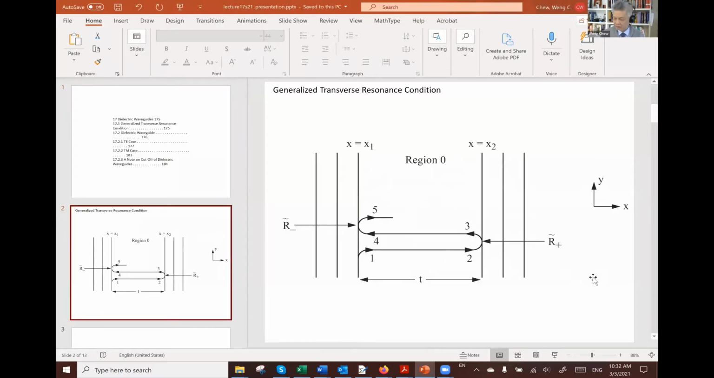The generalized transverse resonance condition is a rather powerful condition in the sense that you can find the guidance condition for a mode trapped in the layered medium quite easily. The way to find that guidance condition is to assume that a wave is bouncing back and forth inside this waveguide. And then the wave is guided because of this bouncing back and forth.